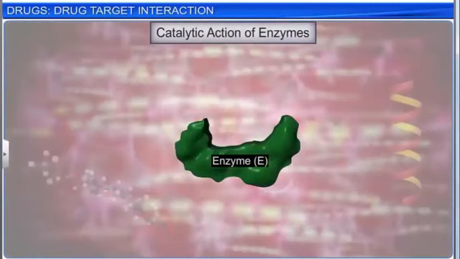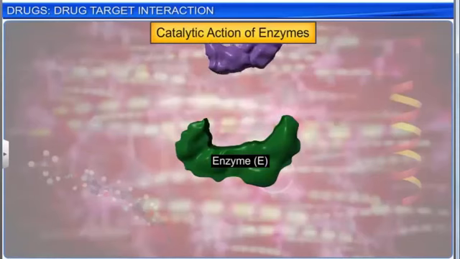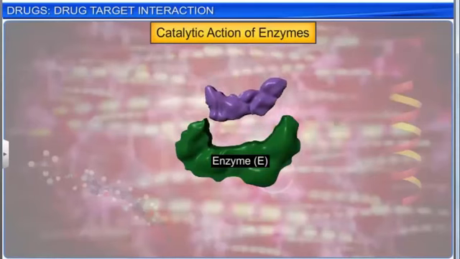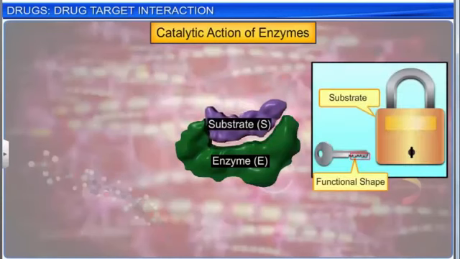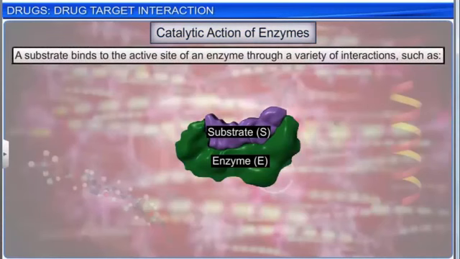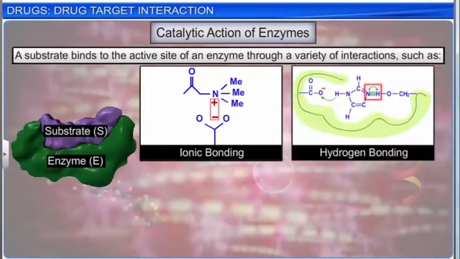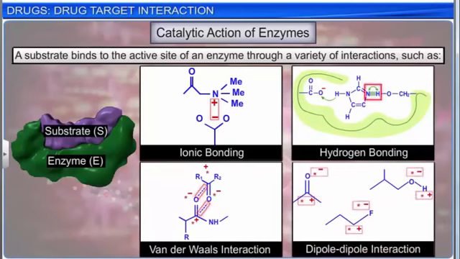In order to understand the interaction between drugs and enzymes, we first need to understand the catalytic action of enzymes. Every enzyme has a pocket known as the active site or binding site, which enables reacting molecules to bind to it. The reacting molecules are known as substrates. A substrate molecule has a shape complementary to that of the active site of an enzyme and fits into it just like a key fits into a lock. A substrate binds to the active site of an enzyme through a variety of interactions, such as ionic bonding, hydrogen bonding, van der Waals interaction, or dipole-dipole interaction.